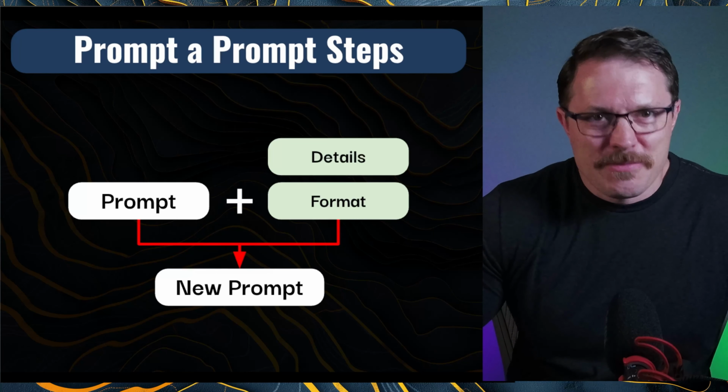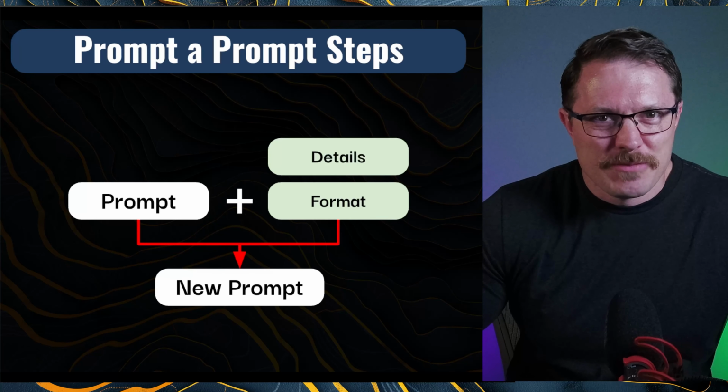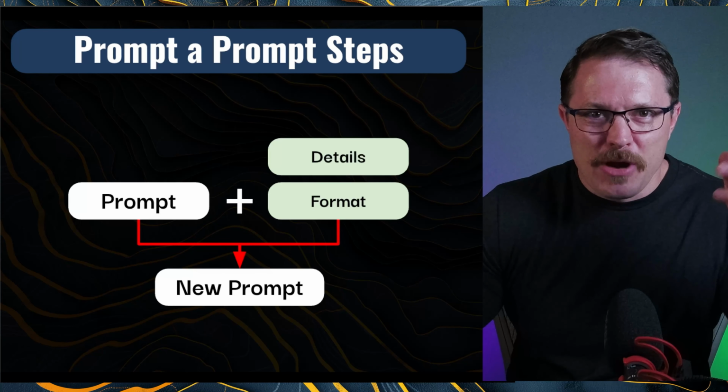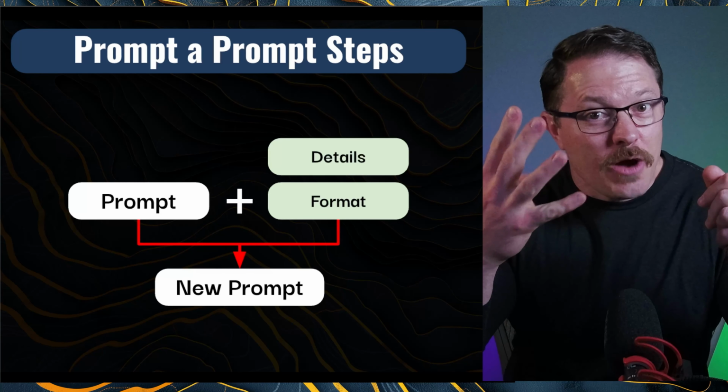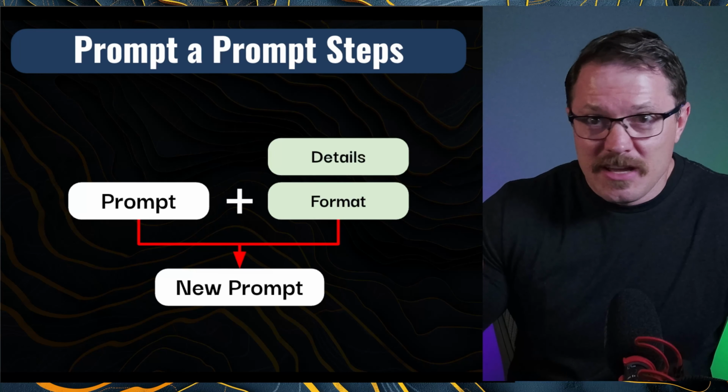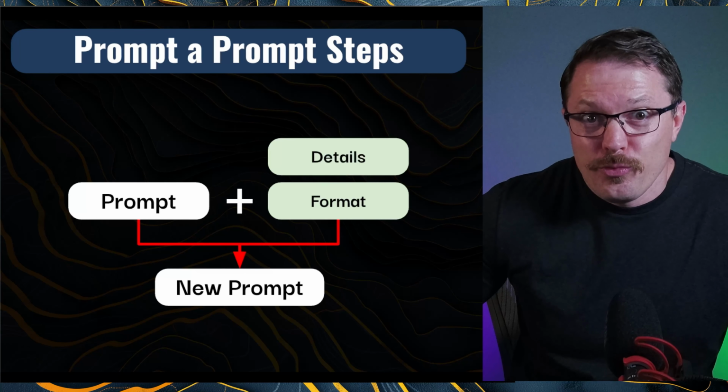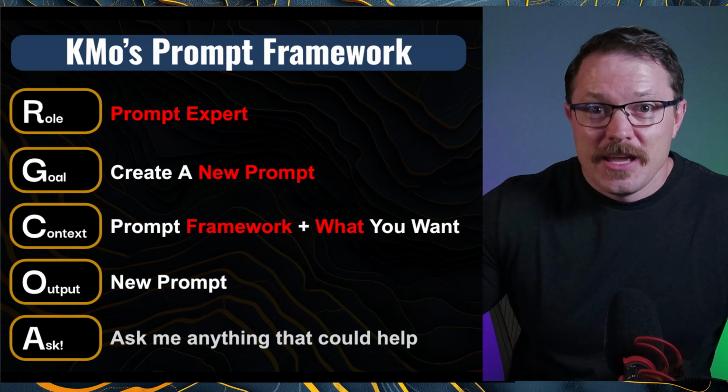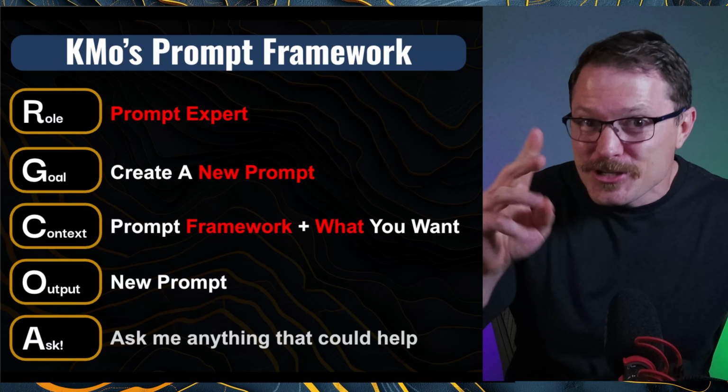We prompt to make a prompt. We get meta. We prompt squared, whatever you want to call it. You take a prompt, you give it the format, RGCOA, and then you give it the details of what you want, and it produces you a new prompt, and it works really well. So here is the RGCOA to get RGCOAs, everybody.